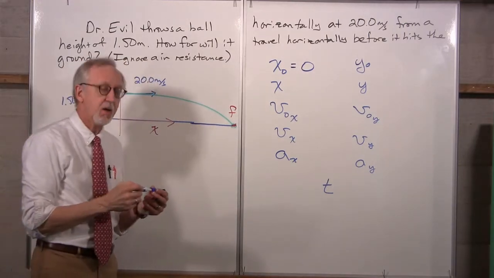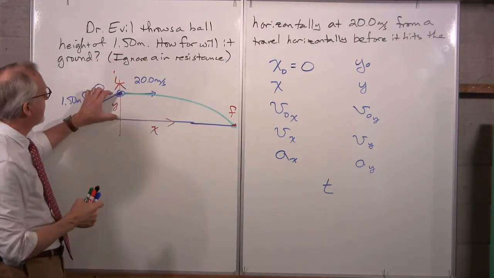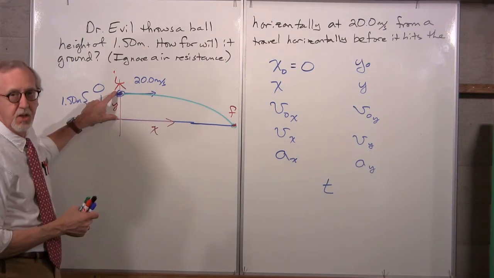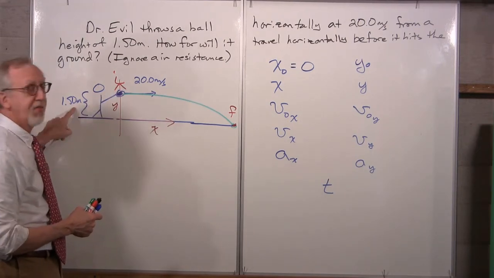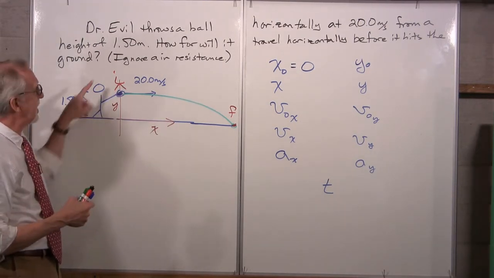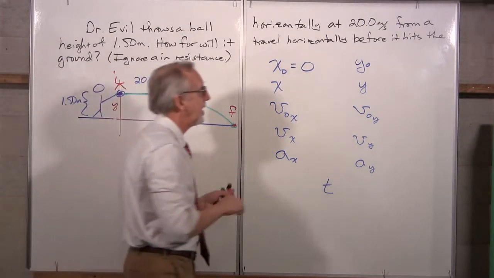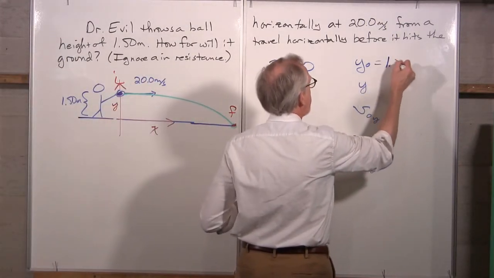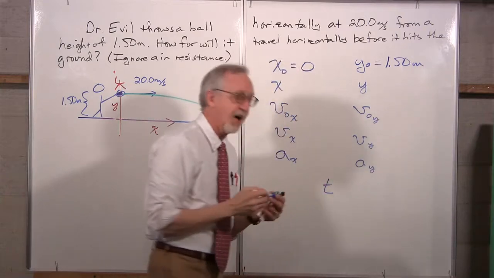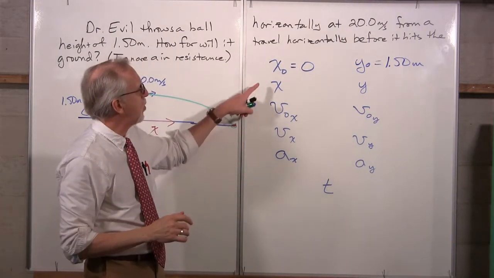What is y naught? Well, y naught is the distance from the origin up to the initial position. But we know that that's 1.50 meters. We were given that in the problem. So we know that y naught is 1.50 meters. Excellent.